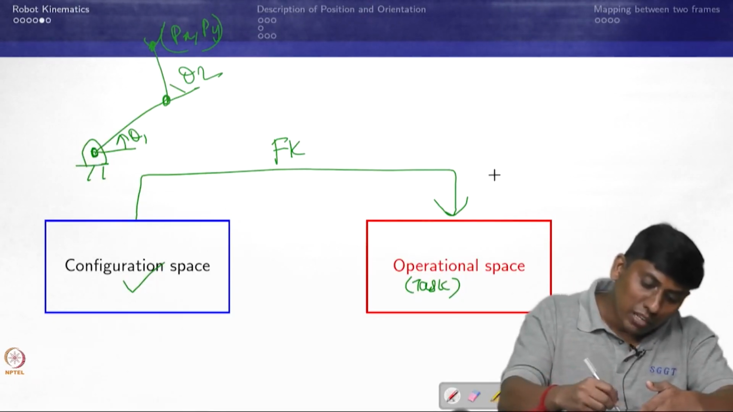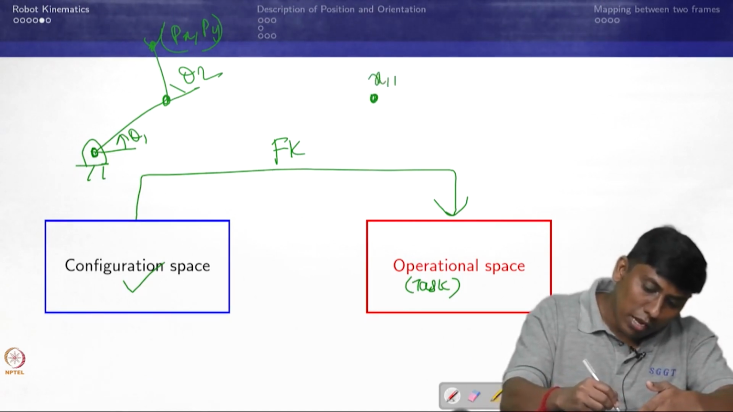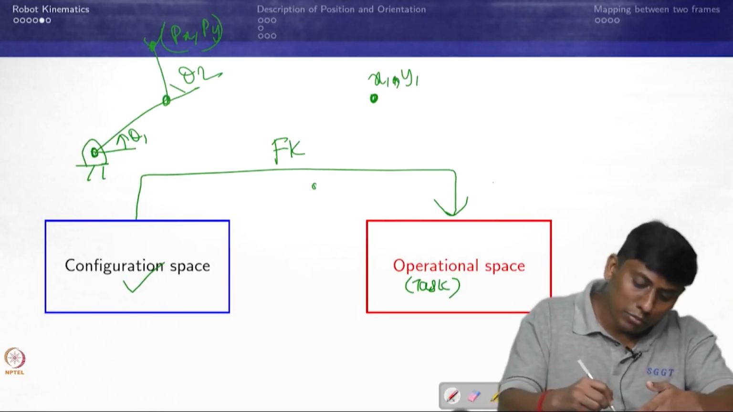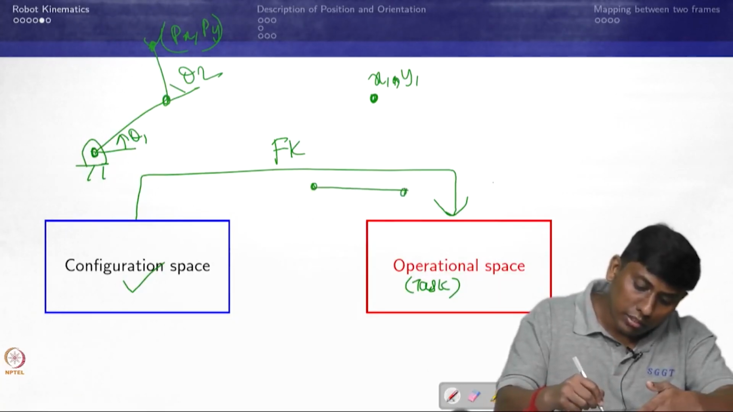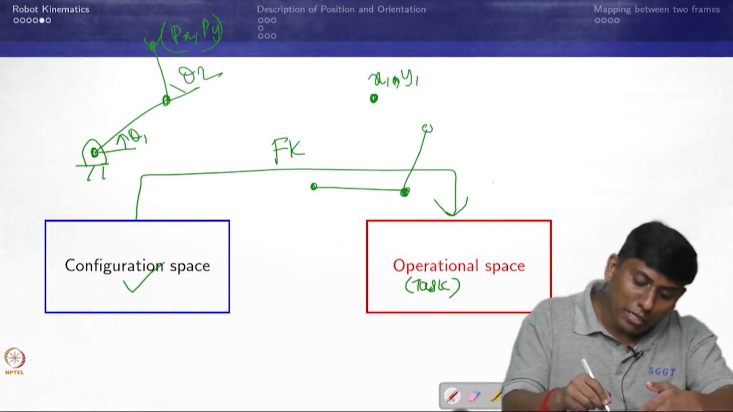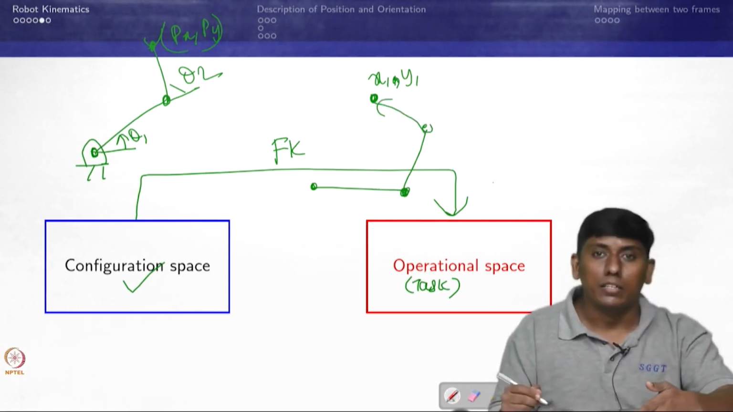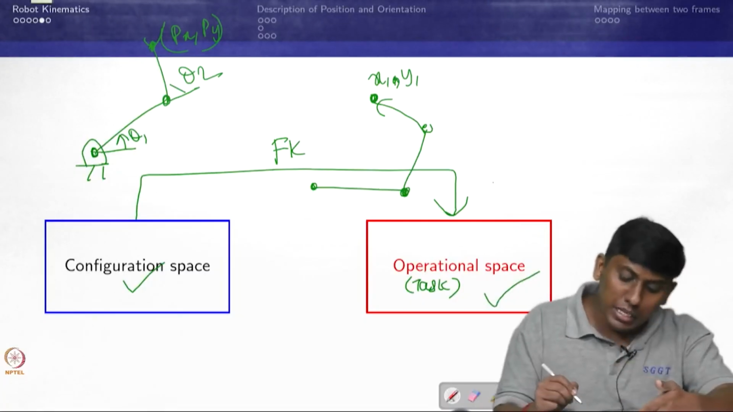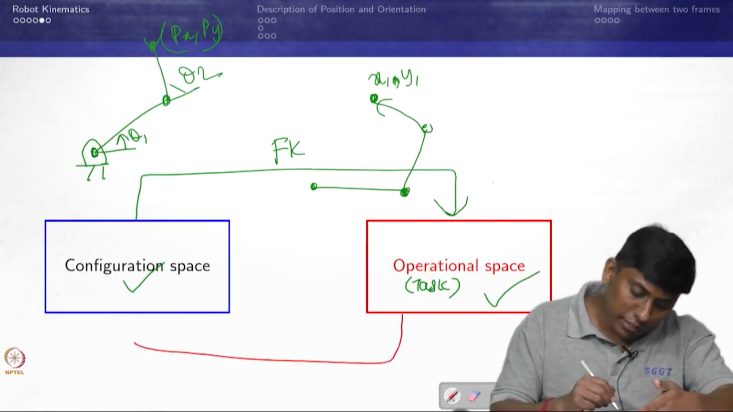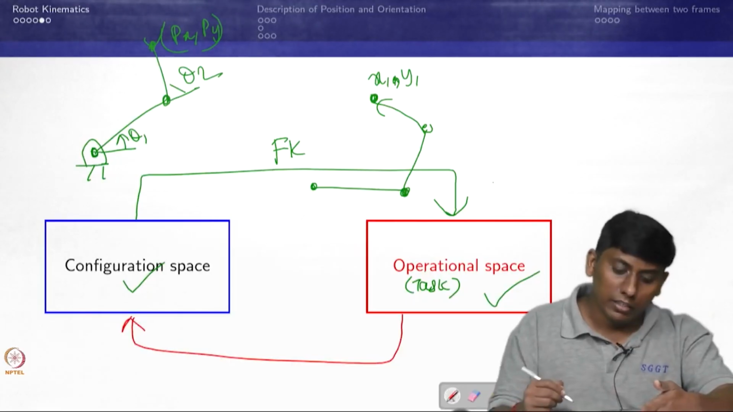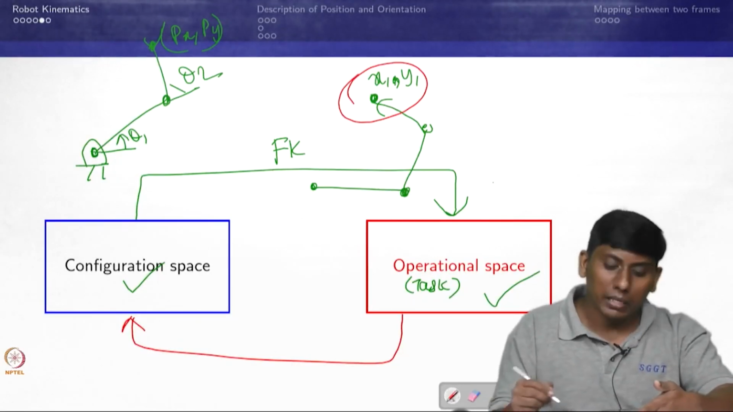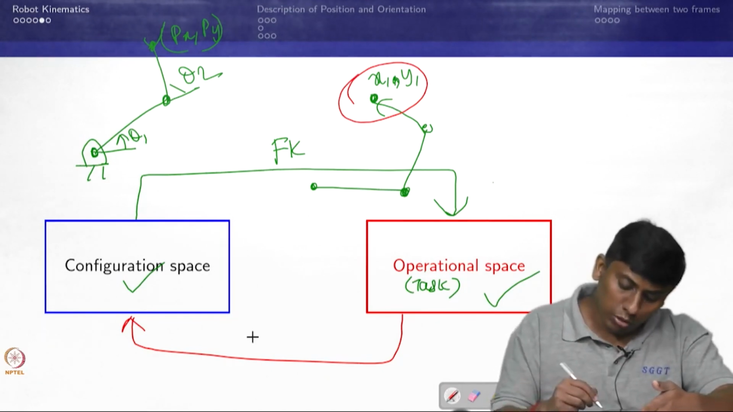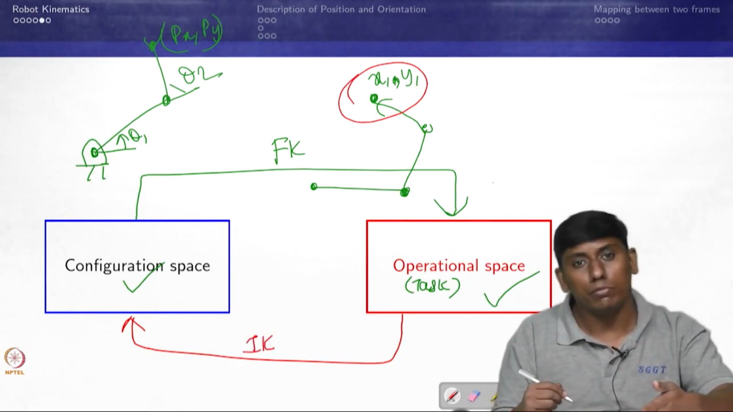The other way around, I say this is x1 and y1. I have a manipulator, and I have to make sure that the end comes here. So I know the operational space variable, can I find the configuration variables? For a given task space variable, can I arrange this set of bodies in such a way that it fulfills that? This is what you call the inverse problem, so we call it inverse kinematics.